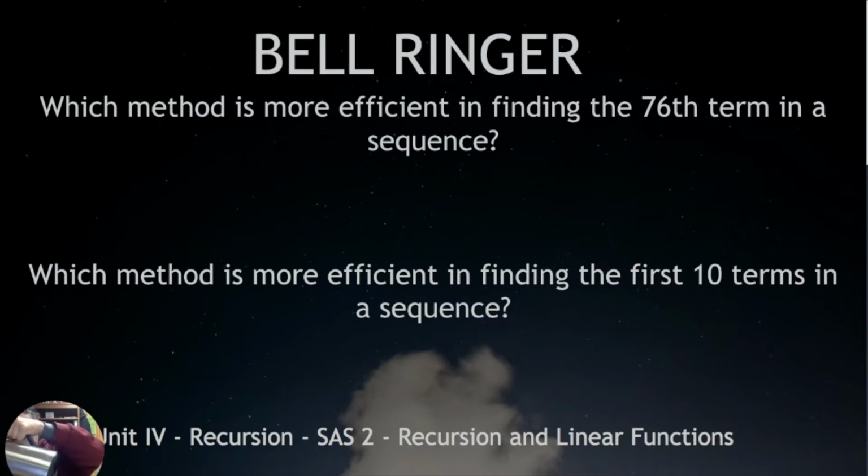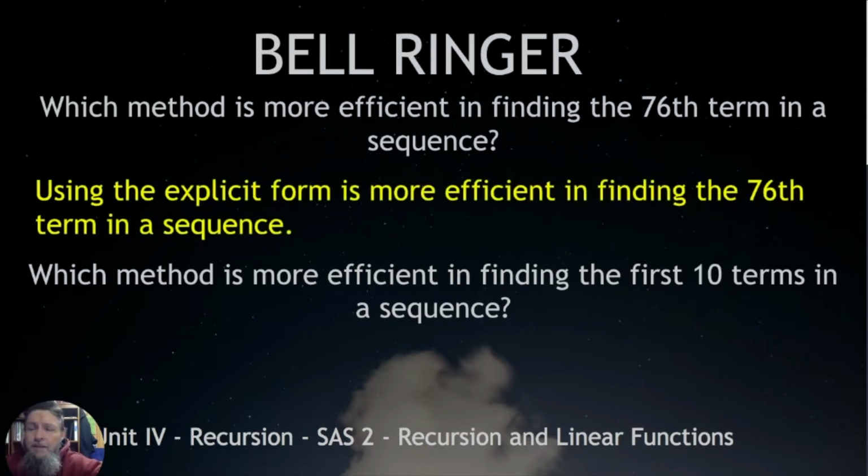Obviously, the only two answers we have here are the explicit method or the recursive method. If we're trying to find the 76th term in a sequence, the best way to do that is to plug 76 into the formula, and that'll help you get the answer. The only one that allows you to do that is the explicit form. So using the explicit form is more efficient in finding the 76th term.